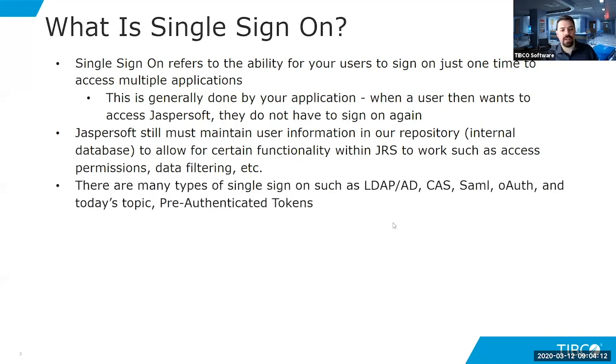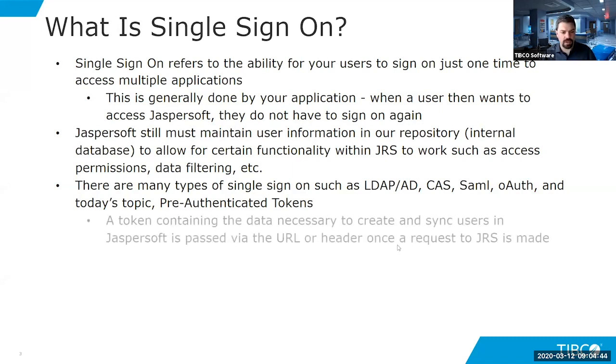So we do have a lot of different types of single sign-on that Jaspersoft can support. Most of them are a little more advanced than what we're going to talk about today, but then we have LDAP, like AD, CAS, SAML, OAuth, and then of course we're going to talk about pre-authenticated tokens today. We can pretty much customize anything. So any system that you have, we could actually customize, but they get a lot more advanced once you start talking about those other methodologies. So to keep it light today, we're going to talk about pre-authenticated tokens.